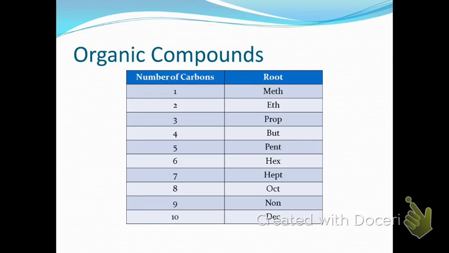Here's a table of prefixes that you must know for the number of carbons. You'll notice that many of them are similar to the molecular prefixes after you get to number 5. Up until number 5, though, they're different. So instead of mono, it's meth. Instead of di, it's eth. Instead of tri, it's prop. And instead of tetra, it's but. And you must know those.